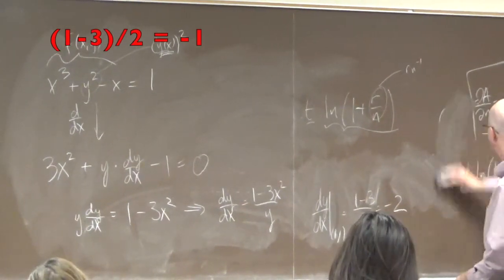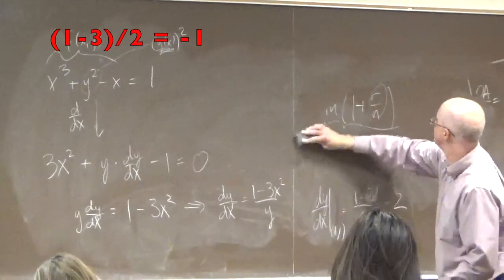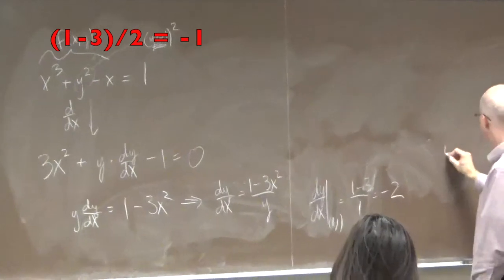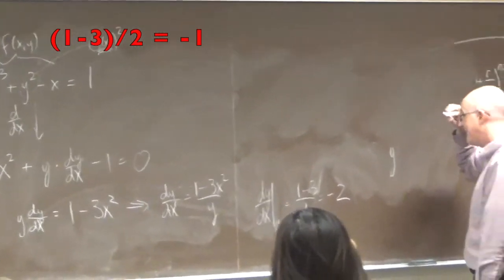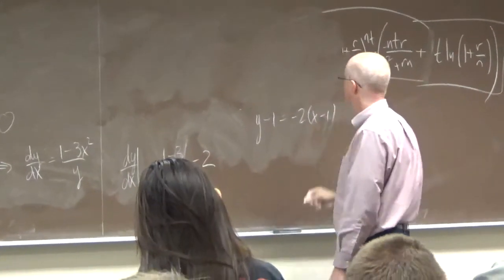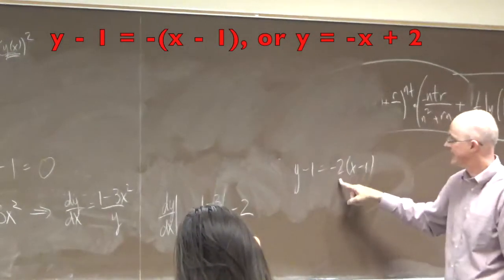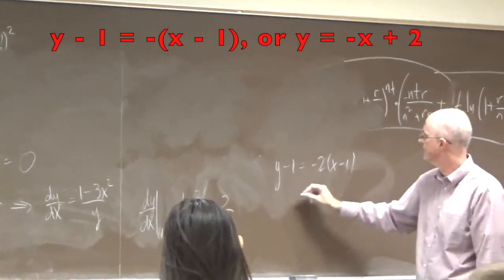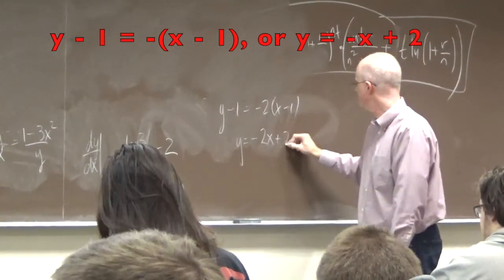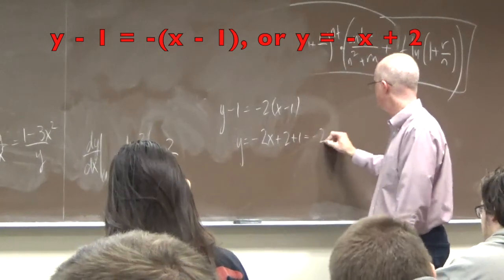And that can then help you find the equation of the tangent line from point-slope form. The equation of the tangent line would be y minus 1 equals -2 times (x minus 1), because the slope is -2 and the point is (1, 1). That's the same as y equals -2x plus 2 plus 1, which is -2x plus 3.